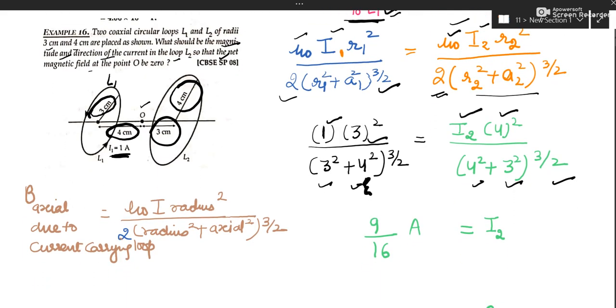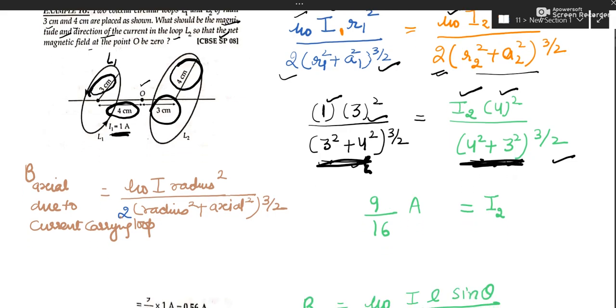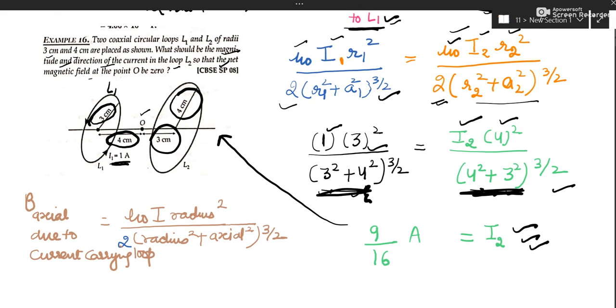When you see that this quantity and this quantity are equal, they'll get cancelled and hence the current can be found. So this much current should flow through the second loop to make the magnetic field 0 at point O due to both. And what should be the sense of the current? The sense of the current should be opposite to what is flowing in the first coil. If it is anti-clockwise in the first, it should be clockwise in the other.